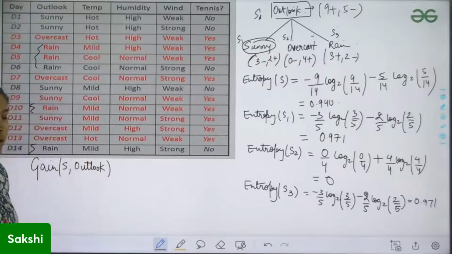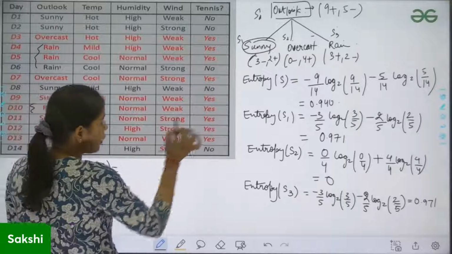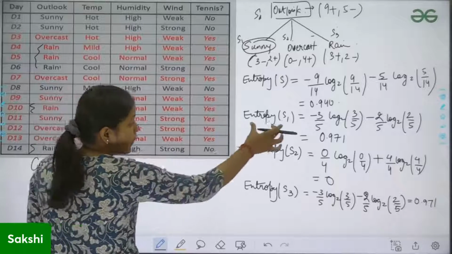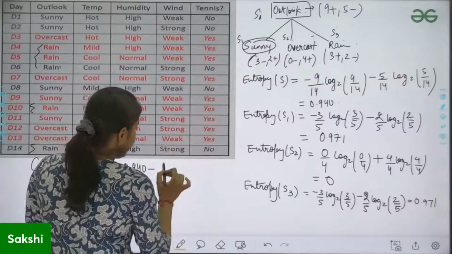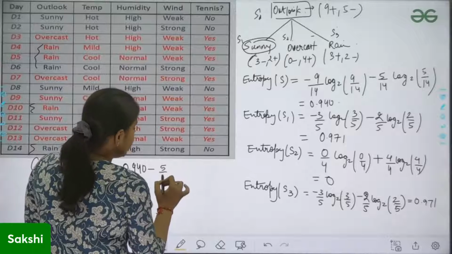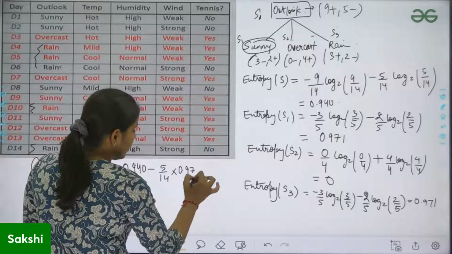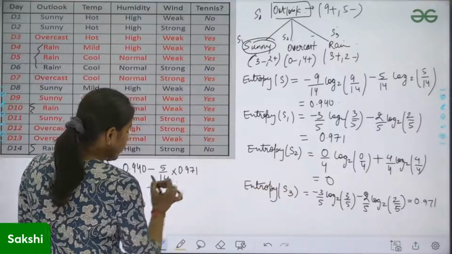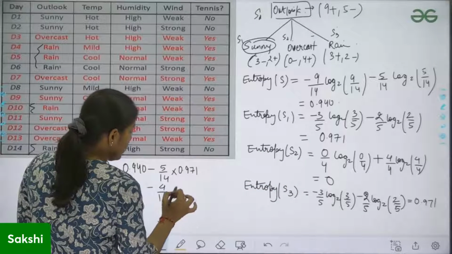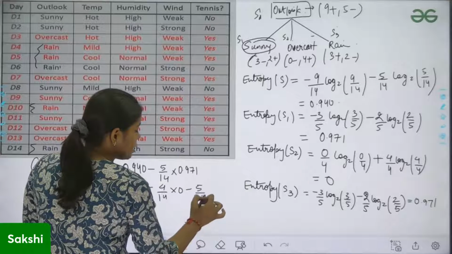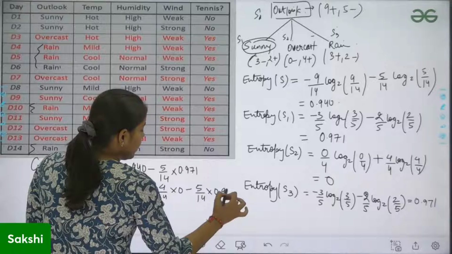Right? Using the feature Outlook. So what would I do? I'll take the entropy of S, that is 0.9540, minus the number of elements in the set S1, that is 5, and in total we have 14 elements. So 5 by 14 into the entropy of S1, 0.971. And in the next case, we have 4 elements, 4 by 14 into entropy, that is 0, minus. In this case, again, we have 5 elements, 5 by 14 into 0.971.